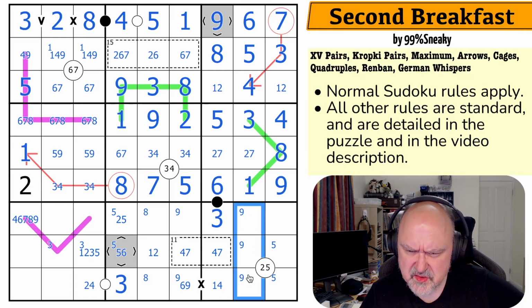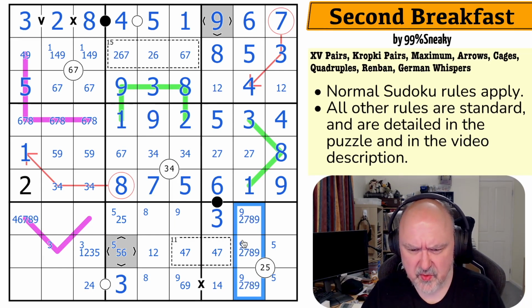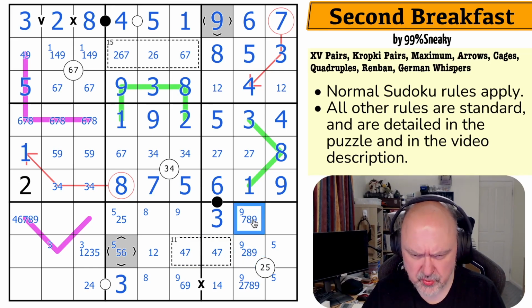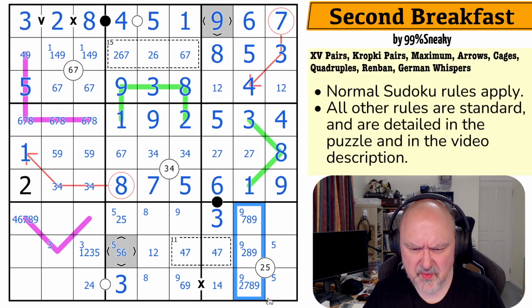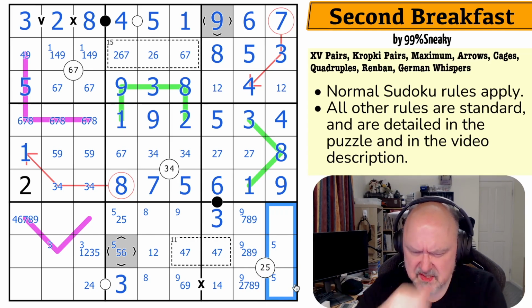Is it this quadruple? 2, 7, 8, 9. These are 2, 7, 8, 9. So 2, 7, 8, 9 is what these are. This can't be a 7 because the 4, 7 is looking at it. This can't be a 2 because the 2 is in one of those cells. That doesn't seem to be it either. 6 is in one of those. 5 is in one of those.